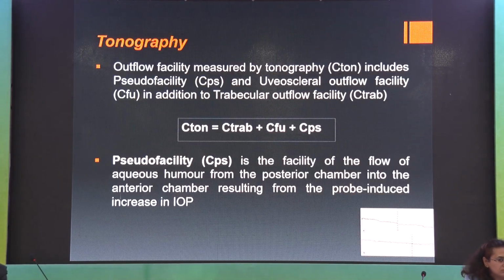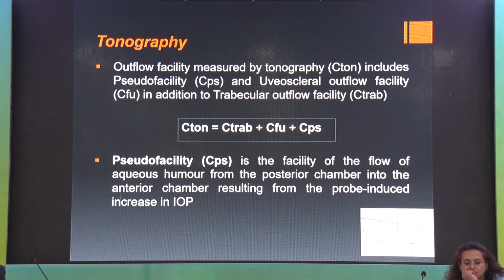There are two assumptions that we make. This is a simplistic equation which shows that the outflow facility due to tonography is due to trabecular meshwork outflow plus the outflow due to pseudo facility and due to the uveoscleral outflow. In this, an important assumption we make is that pseudo facility, or the facility of the flow of aqueous humour when the intraocular pressure is increased during the placement of the probe, is 0. We assume that to be 0, there is no effect.